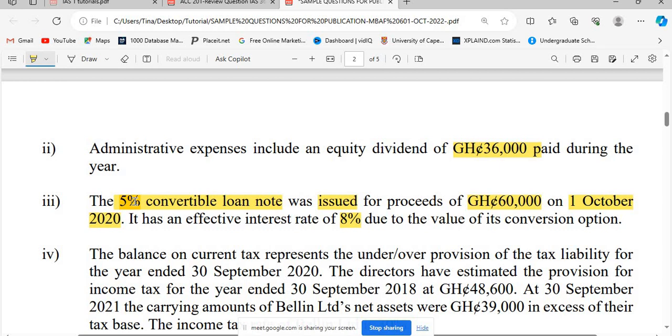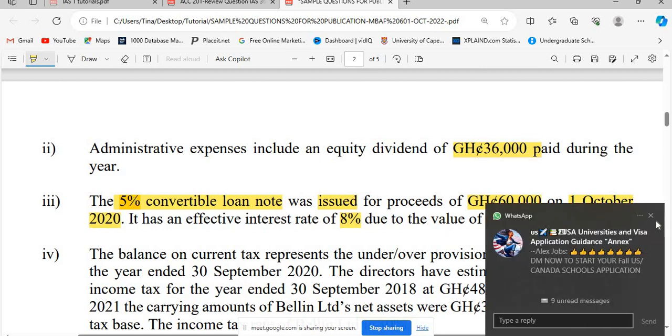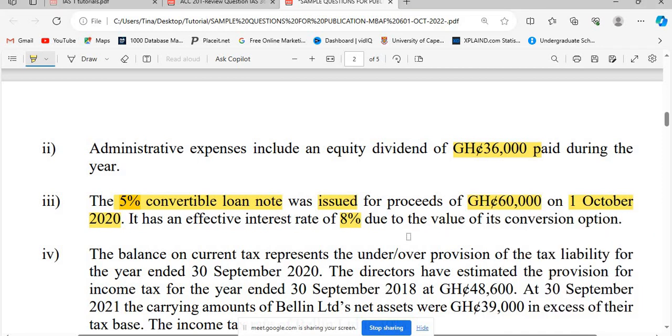So anytime you see a convertible loan or convertible bond, there is something you have to do: the split accounting. You may have to jot that down. Whenever you meet a convertible loan note, what must come to mind is split accounting. The loan note has a component of liability and then equity. Since it has both elements, you have to split it.